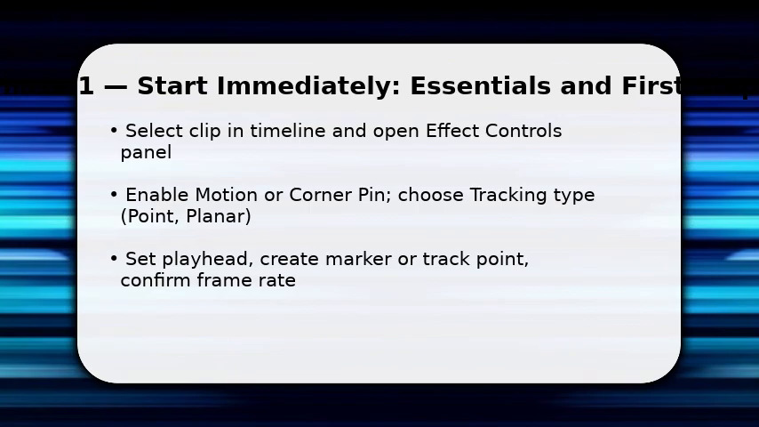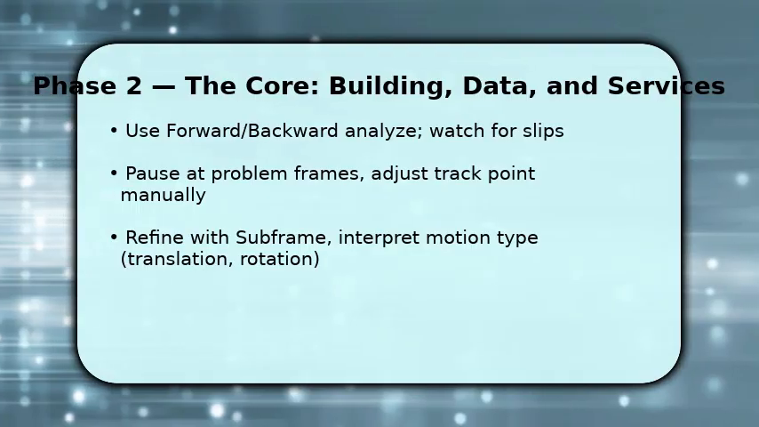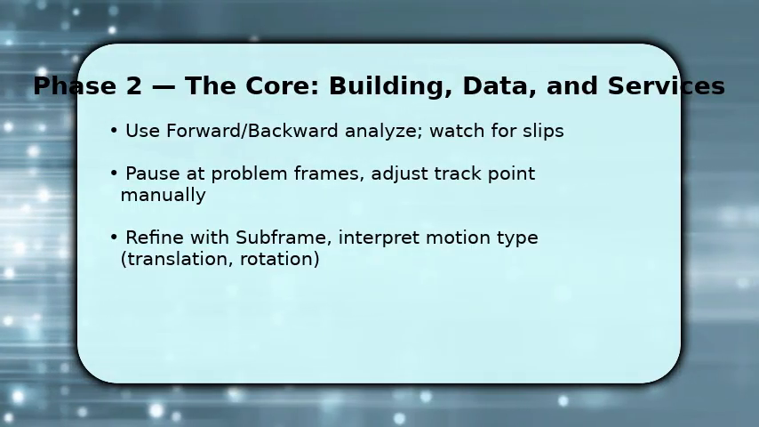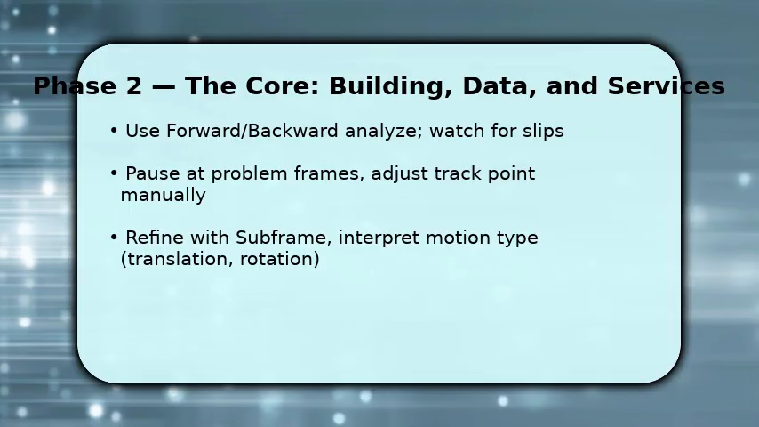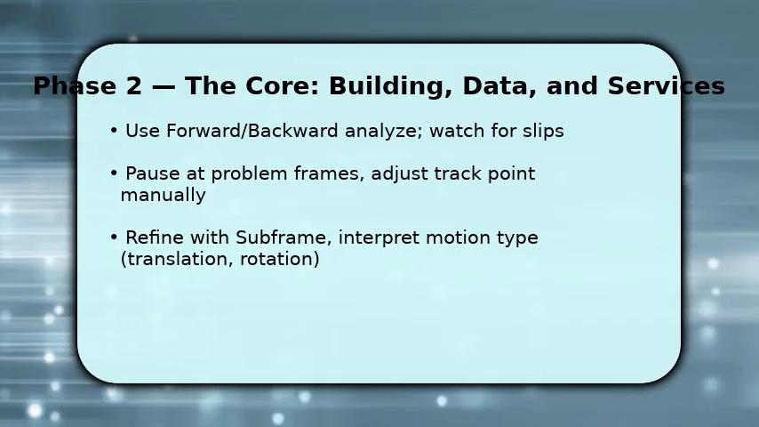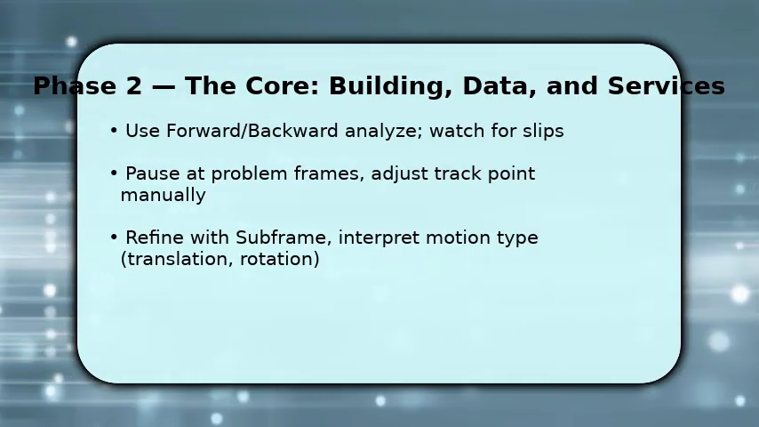You now run the track using Analyze Forward or Backward. Watch closely as markers adhere to the feature. If you see drift, pause on the offending frame and nudge the track point manually so it aligns. This prevents error accumulation. Once the track completes, use subframe corrections or switch motion interpretation if rotation or scale occurred.